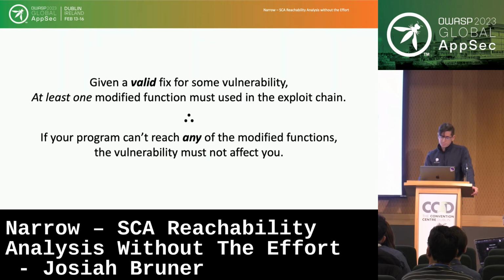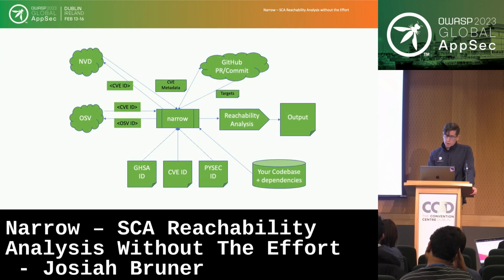The proof is relatively clear. If you could still do the exploit and none of the code in the fix was called, then the fix was incorrect to begin with. Minus caveats that we won't talk about right now, but in general, that's the case. And so therefore, if your program can't reach any of those modified functions, then with reasonably high certainty, the vulnerability won't actually affect you. And so our interest then was, could we automatically make use of that key idea?